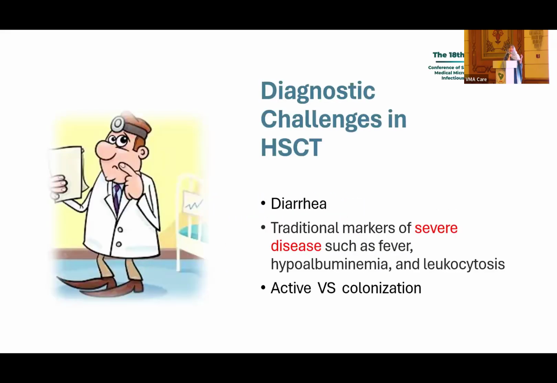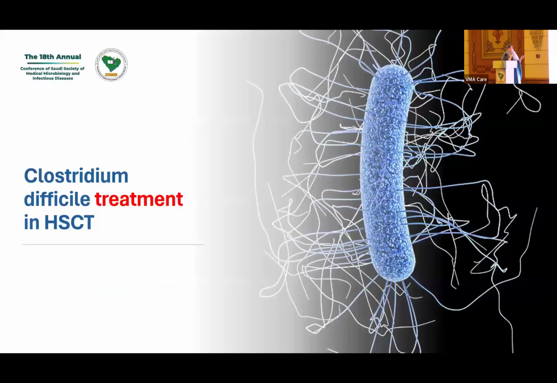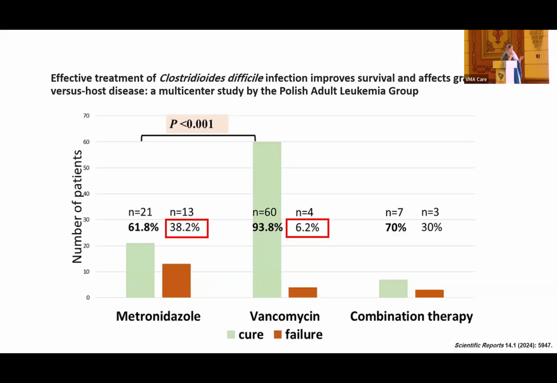Now, it is really challenging to diagnose Clostridium difficile infection in these populations because we don't have the severity criteria. Those patients probably won't have fever and they don't have leukocytosis, probably leukopenia. And diarrhea is one of the most common symptoms in those populations. So sometimes it's challenging to diagnose Clostridium difficile infection, and we have to avoid improper treatment even with vancomycin.